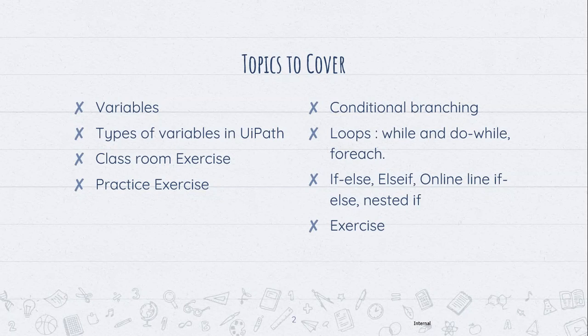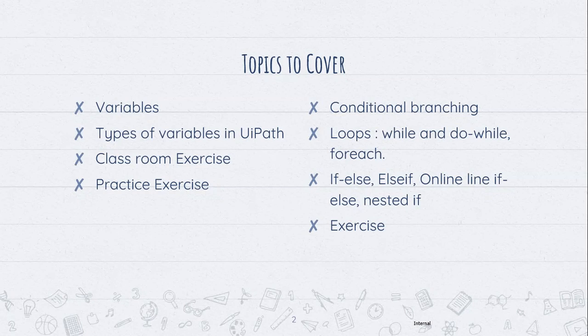Then the types of variables which we use daily in UiPath projects. It can be a datetime variable, a string variable, or a generic variable. There are a few variables we're going to see and create some. Then we have some classroom exercises which we'll create in UiPath. Then we'll see conditional branching, if and else. Then we have loops: while loop, do while loop, for each loop, and then an exercise.